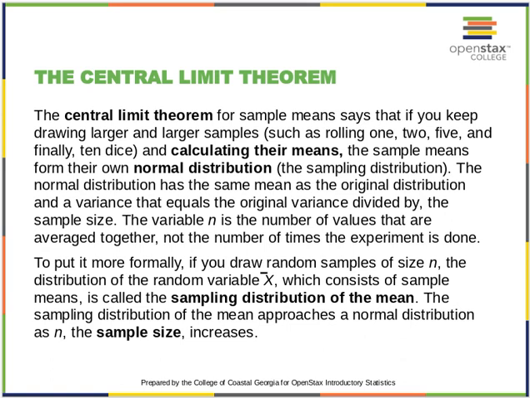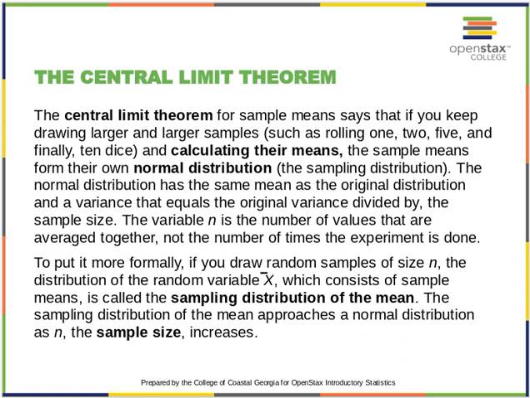To put it more formally, if you draw random samples of size n, the distribution of the random variable x, which consists of sample means, is called the sampling distribution of the mean. The sampling distribution will be normally distributed.